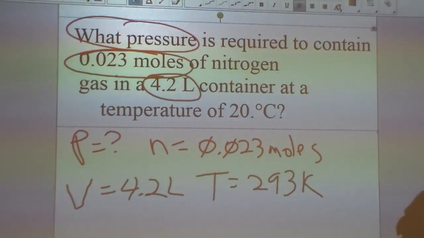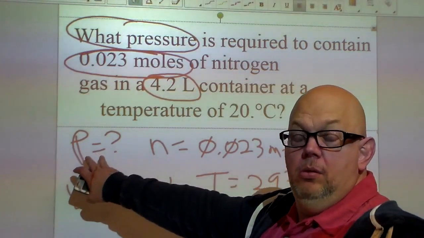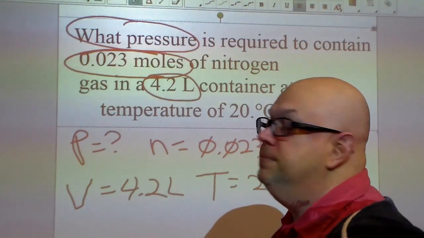So that's what we have, ladies and gentlemen. Now we have our variables. We know we need to identify the pressure, which is going to be in atmospheres.